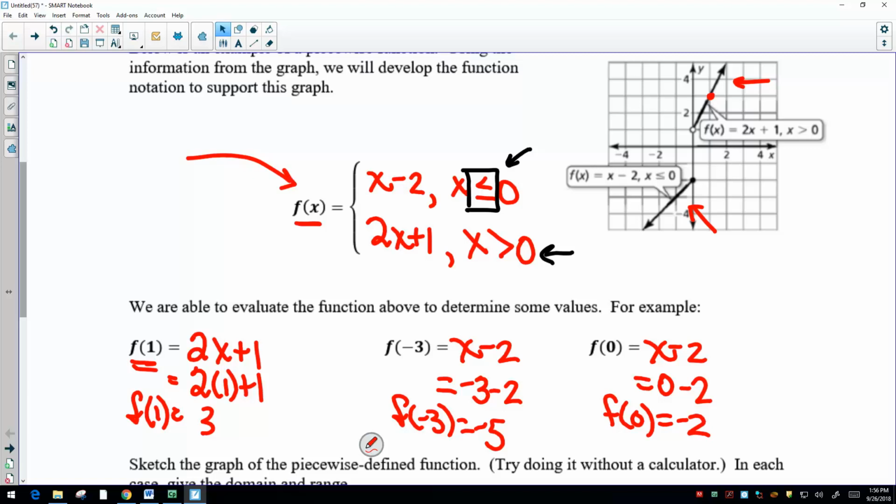And again, if I look at the graph at 0, I can see I have a closed circle at negative 2. I don't have a value there. I can't take that. That's an open circle. There is no definition.